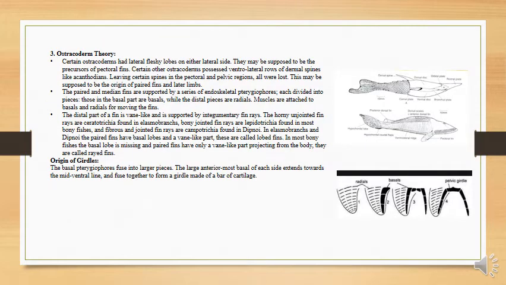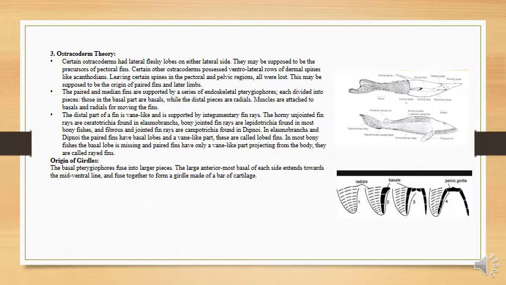Now, ostracoderm theory. Certain ostracoderms had lateral fleshy lobes on either lateral side. They may be supposed to be the precursor of the pectoral fin. Certain other ostracoderms possess ventrolateral rows of terminal spines like acanthodians, leaving certain spines in the pectoral and pelvic regions. All were lost. This may be supposed to be an origin of paired fins and later limbs.